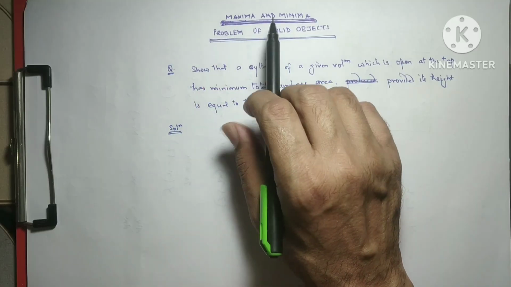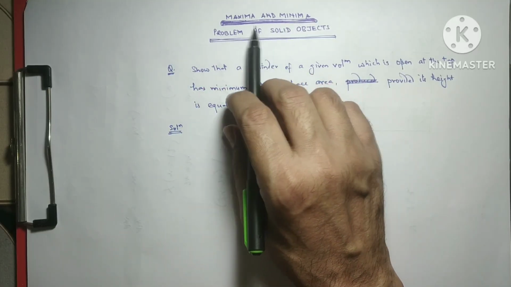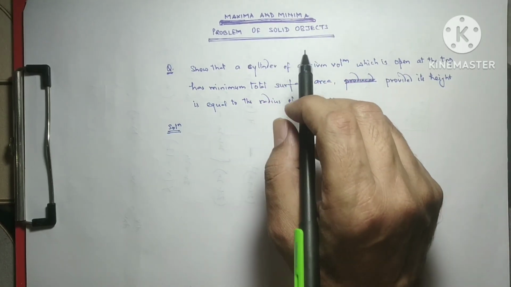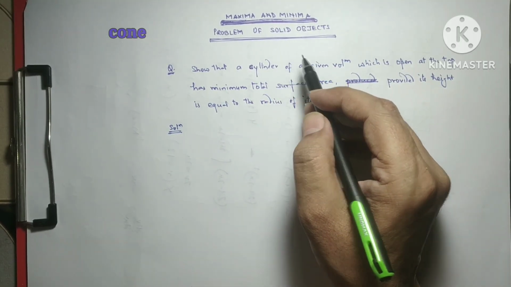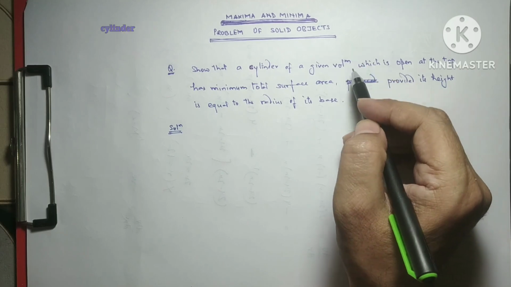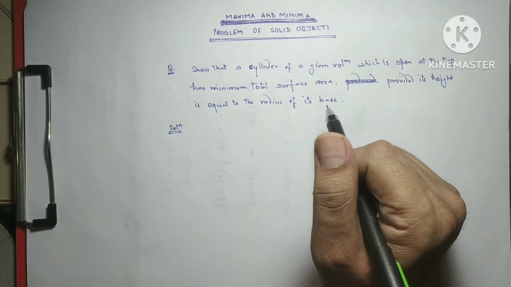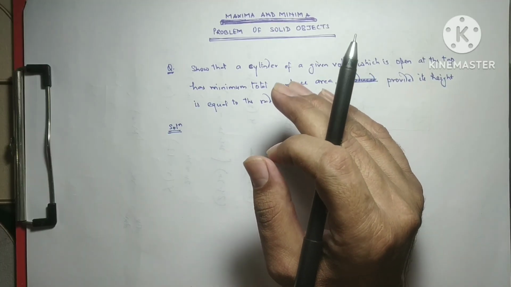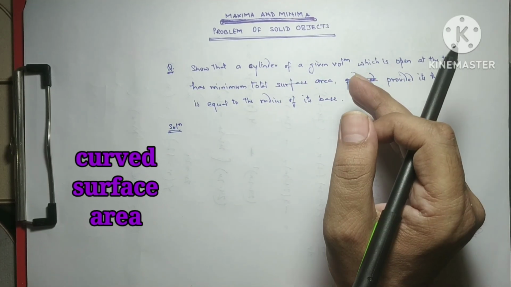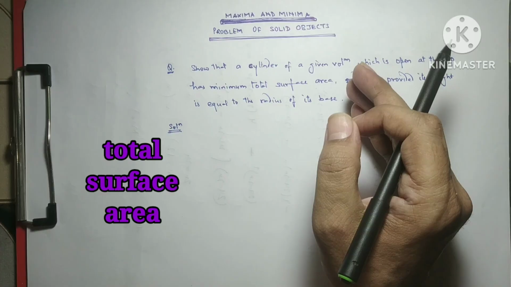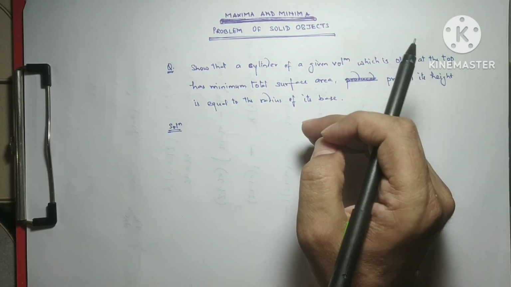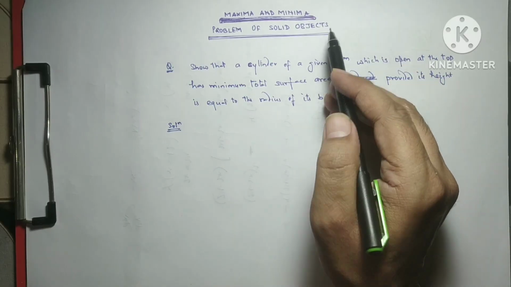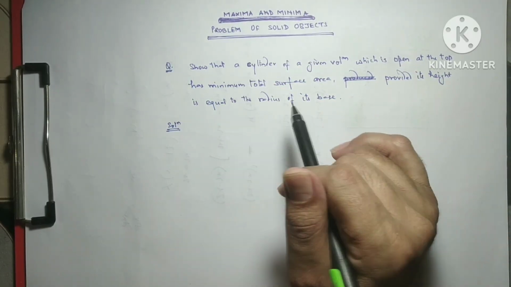Now in this class we are taking the problems of maxima and minima on solid objects, meaning cone, sphere, cylinder, these types of objects. Mainly the questions are based on surface area, curved surface area, total surface area, volume, radius, height, lateral height. Mainly questions are based on these topics.